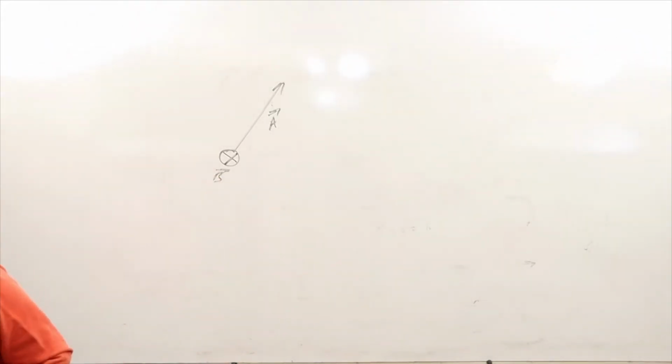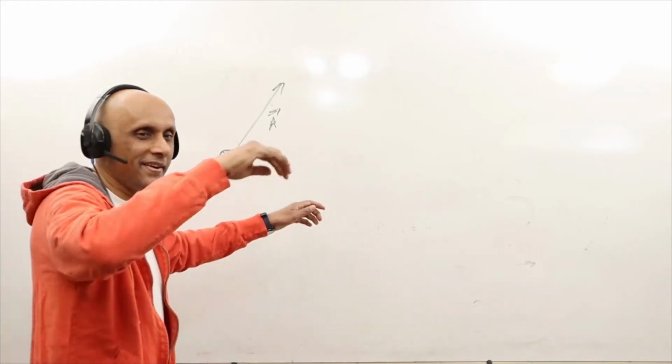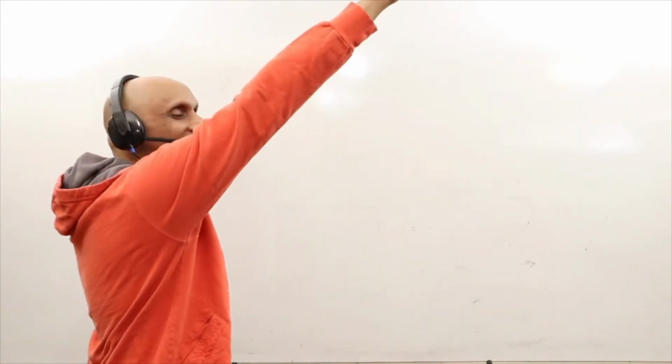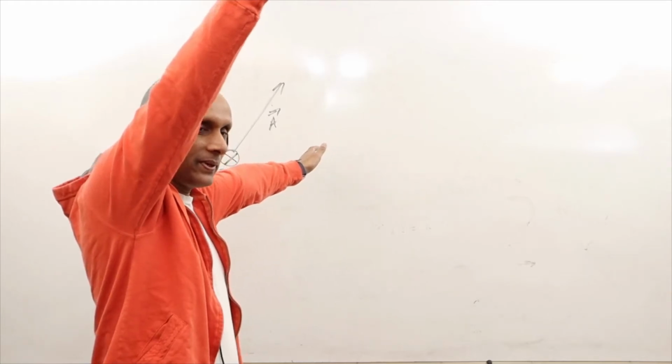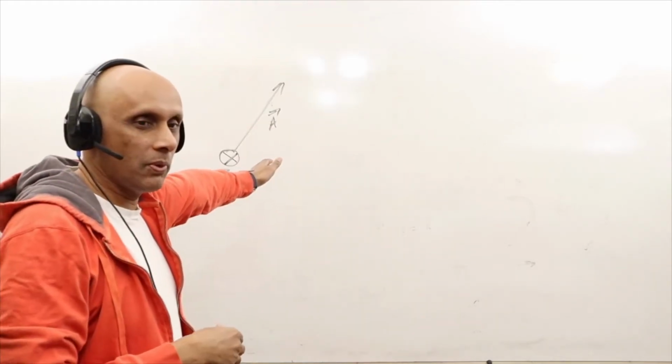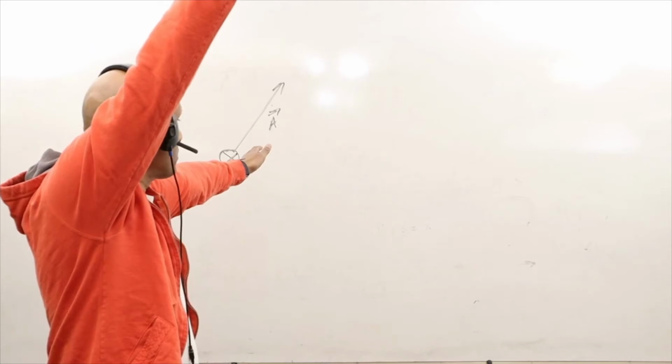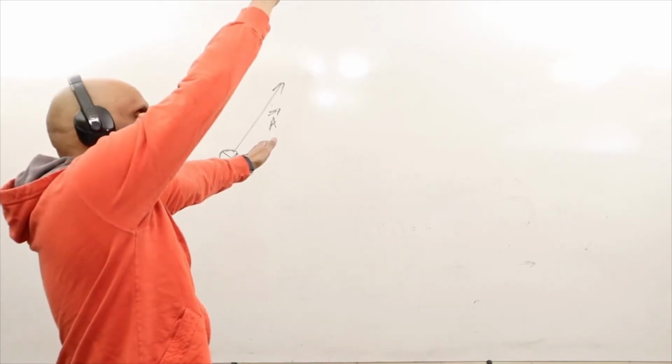Let's see, I seem to be doing a lot of hand waving here. So here's our A. Here's our A vector. So you can't see me, but hopefully you can see it. It's going this way. B vector is going into the board. And I have to turn A into B, like this.